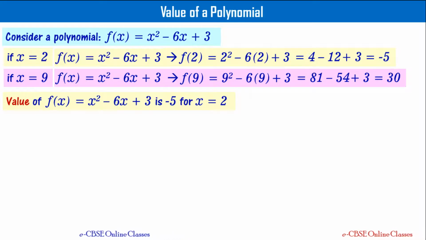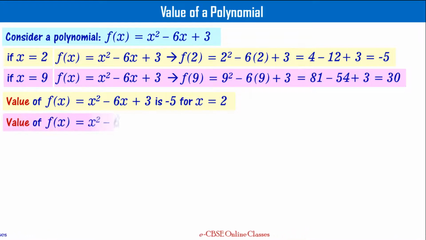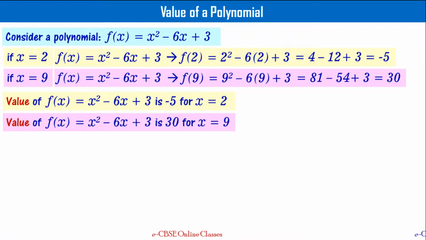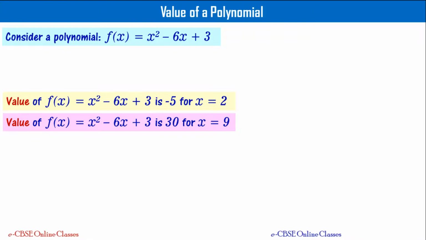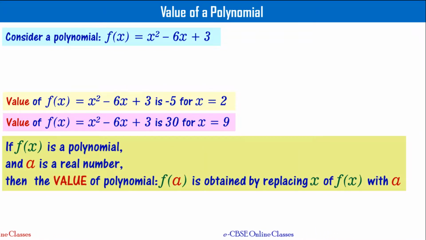In the text, we can say that the value of f of x is minus 5 for x equal to 2. Similarly, the value of f of x is 30 for x equal to 9, right? Now we can define what is the value of a polynomial.